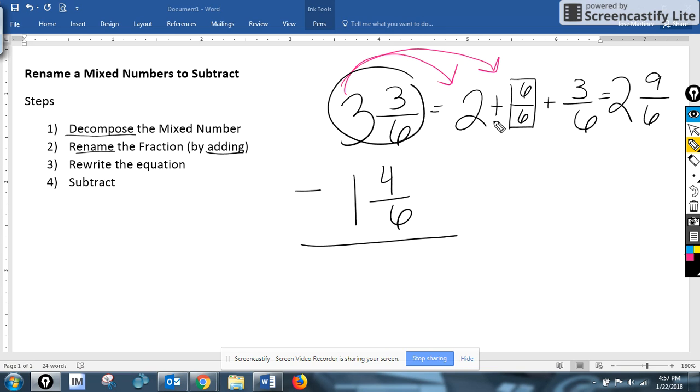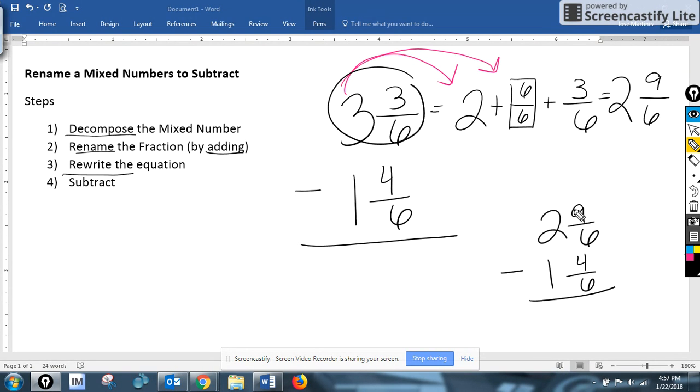So now that I have my new mixed number, I'm going to rewrite the equation so it's easier to see, because this is kind of messy. You can move it over here, but then it's kind of messy. So I'm going to rewrite it all together. I'm going to take my renamed mixed number, 2 and 9 over 6. That was here, remember, these two are equal, minus 1 and 4 over 6.